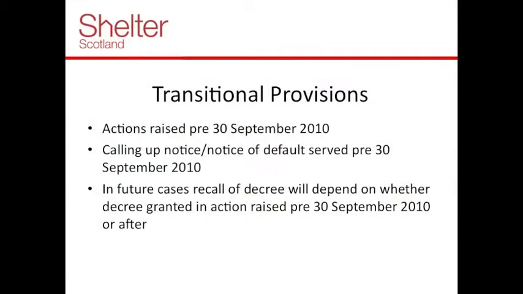Finally, I just wanted to make a few points about the transitional arrangements. As we've heard, any actions raised before the 30th of September 2010 will continue under the existing procedure. So mortgage rights minutes can still be lodged in respect of those cases, and if there's a mortgage rights minute already in process, then that procedure will continue. If a calling up notice has been served before the 30th of September but it hasn't expired yet, the lender doesn't need to raise a court action, and the voluntary surrender rules won't apply to that. But if they do raise a court action, then they have to raise it under the new procedure.